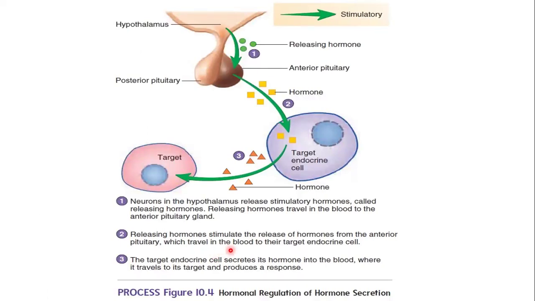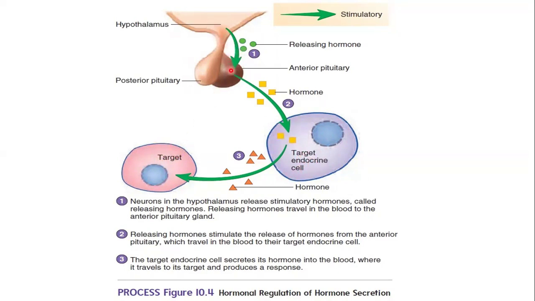Let me discuss how thyroid hormones are regulated, and from that you can get the idea of how other hormones are also regulated or controlled. So we have the hypothalamus there, and then we have the pituitary here, anterior pituitary and posterior pituitary, and then we have the target endocrine cell, and then we have now the final target.